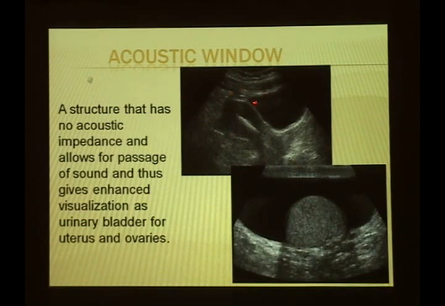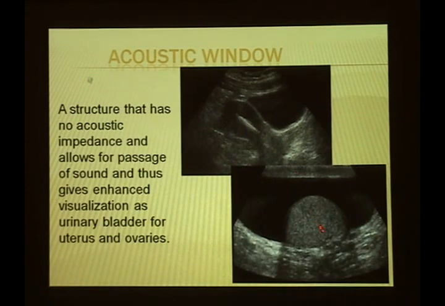This is the urinary bladder, which is acting as a window to look at the uterus lying posterior to it, and we can see that in the center of the uterus, in its cavity, there is a linear white structure which is an IUCD in the uterine cavity.